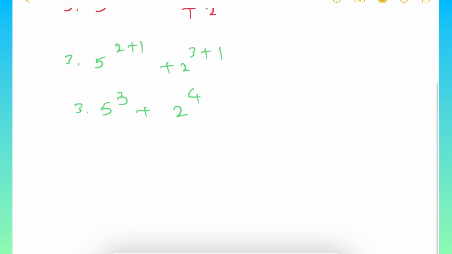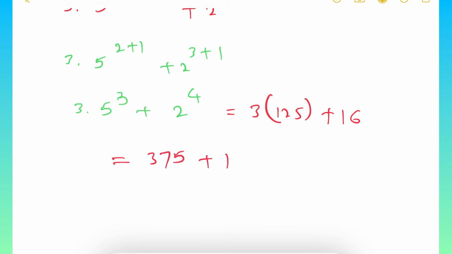Still if we simplify this further, we get 3 into 5 cube, 125, plus 2 power 4, 16. Which equals 3 into 125, 375, plus 16, which is nothing but 391. Yes, 391 is divisible by 17. So the statement is true for n equals 1.